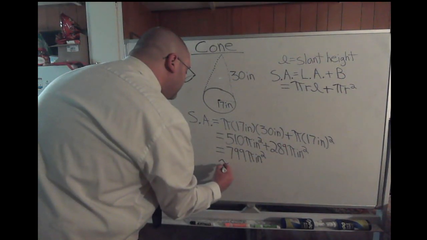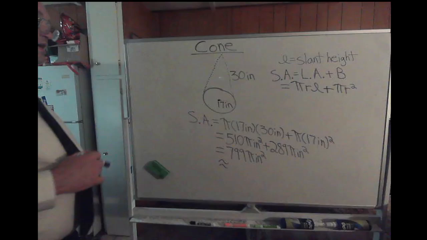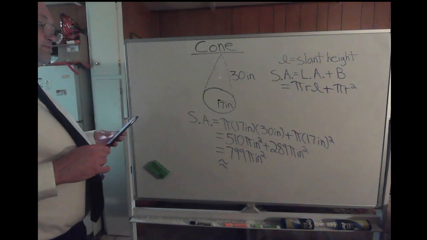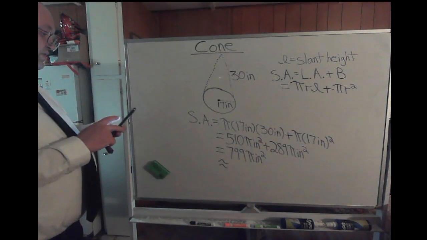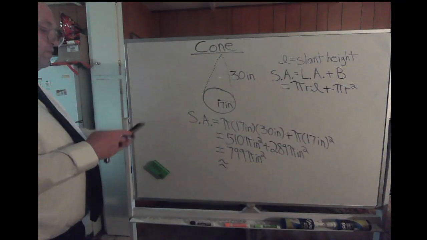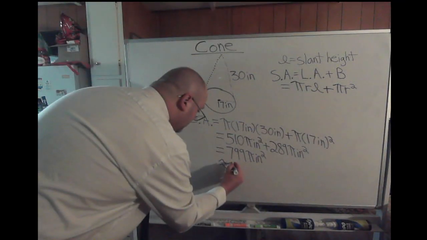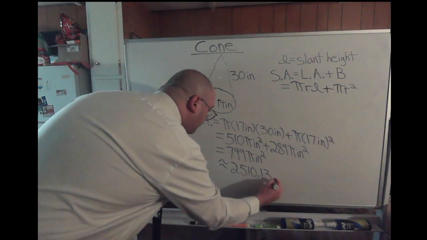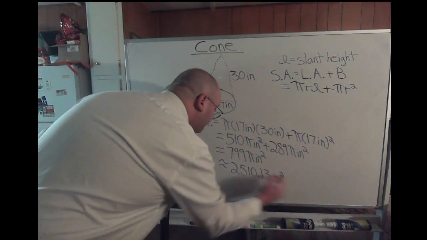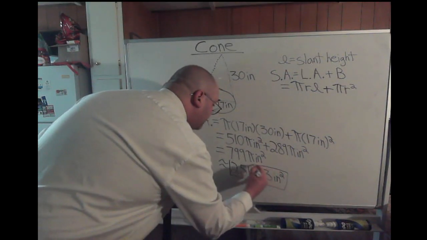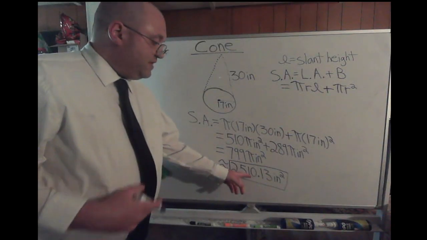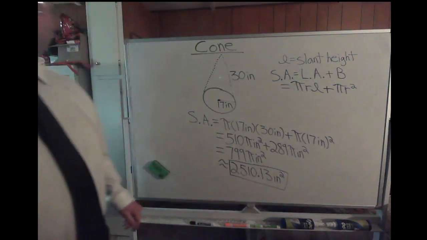Now we're going to make this make sense. To get our surface area, we're going to take 799 times pi and round it to 2 decimal places. So 799 pi is 2,510.13. So that comes out to be about 2,510.13 square inches. So the surface area of this cone is about 2,510.13 square inches.